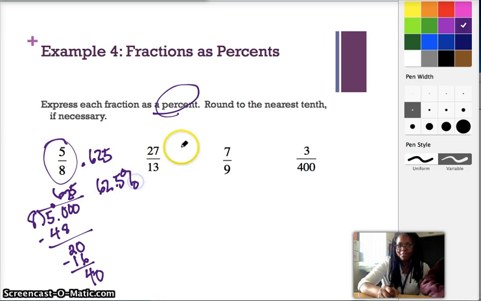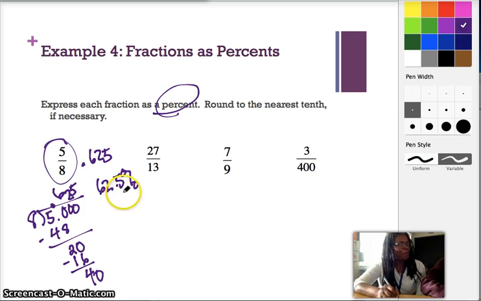So then we have 62.5%. We have a couple ways of handling this guy over here. If you notice it's already an improper fraction, what I'm going to do is divide 13 into 27, and it goes in there how many times? 2 times. So I end up with 2 wholes and 1/13.